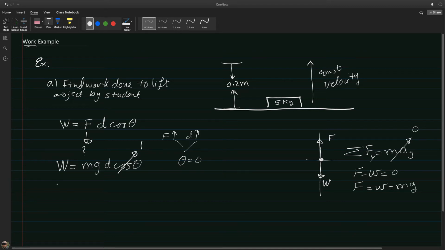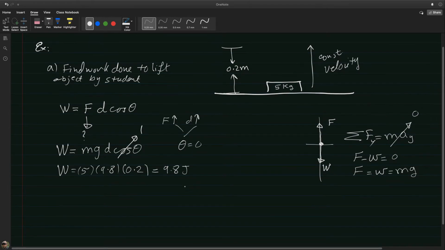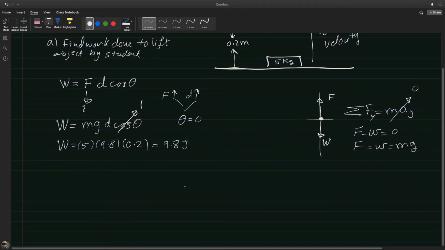That's nice. So W, which is the work done by the student to lift the book up, must be equal to 5, the mass of the book, times 9.8, times the distance, which is 0.2. And if we do a quick calculation, we are going to find that this is equal to 9.8 joules. Okay? All right. So that's the first part. Okay. Now let's do the second part.